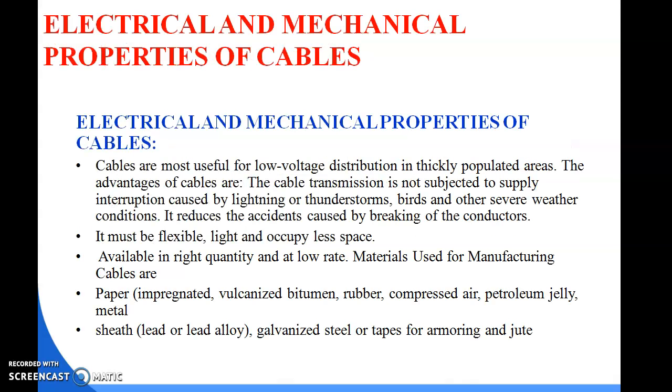Okay. So next, come to the electrical and mechanical properties of cables. Cables are used for low voltage distribution, and that is a popular area of application. The advantage: cable transmission is not subjected to supply interruption caused by lightning or thunderstorms. Okay, these are the electrical and mechanical properties. It is more flexible, lightweight, and occupies less space. Paper impregnated, vacuum, butyl rubber sheaths. Okay, these are the properties of the cables.